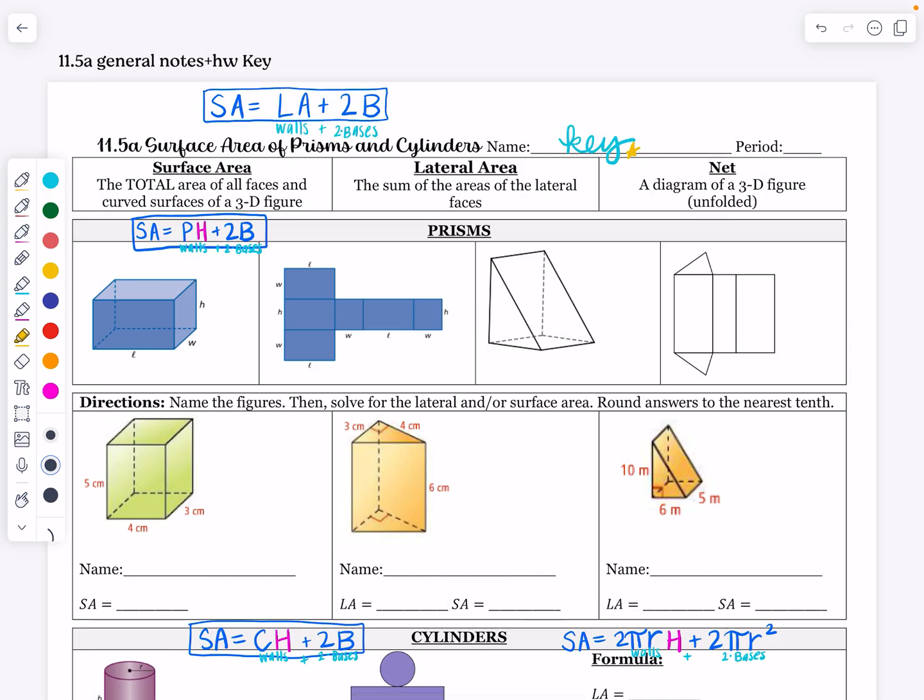Hello everyone and welcome to 11.5a, surface area of prisms and cylinders. And so the first thing we're going to do is write down our formula.